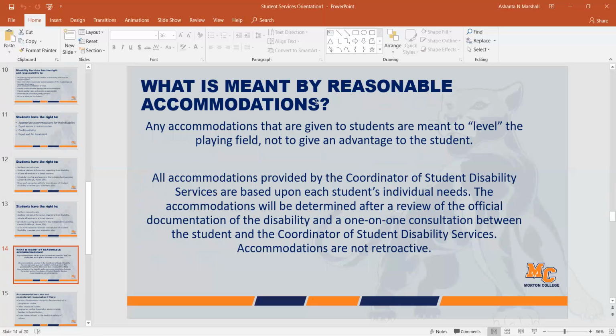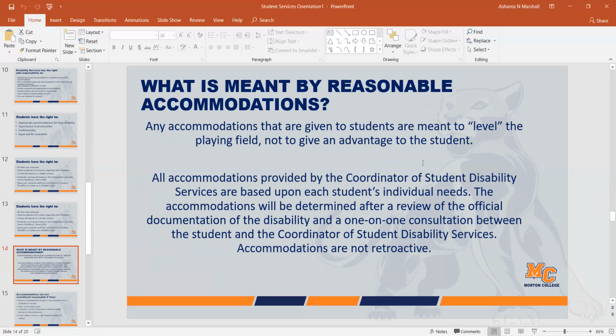Okay, and then what is meant by, you keep hearing me say accommodations and reasonable and all of that. So what is meant by that? Any accommodations that are given to a student are meant to level the playing field for you, not to give you an advantage, but to level the playing field so that everything is fair and equal to you.